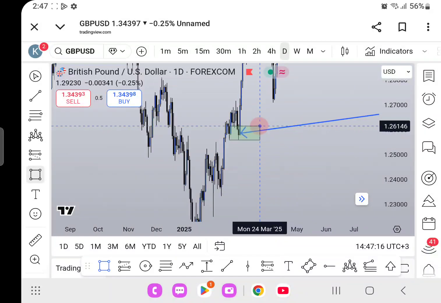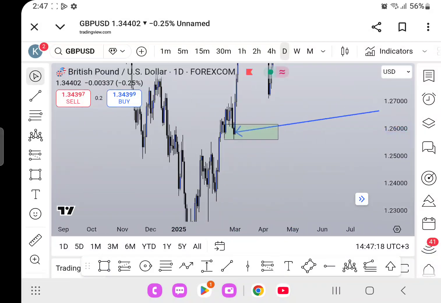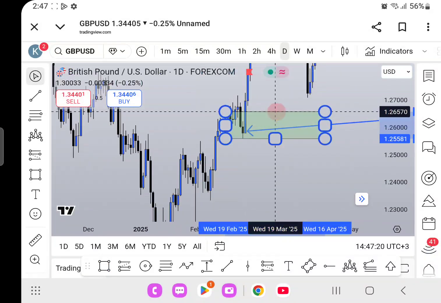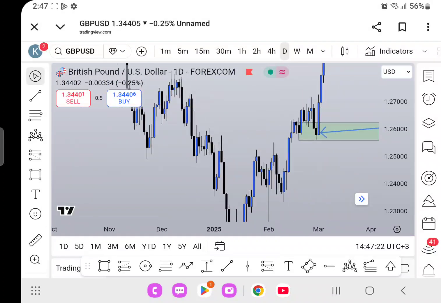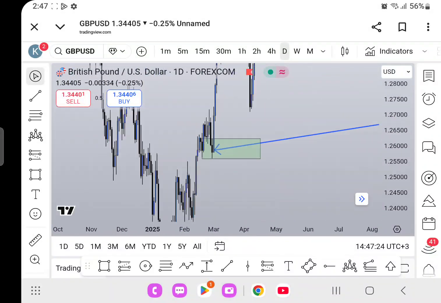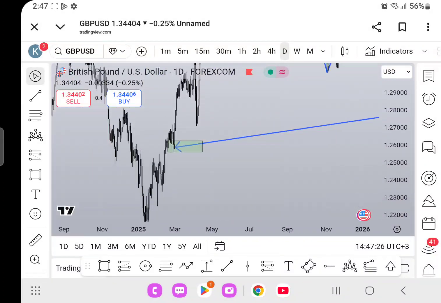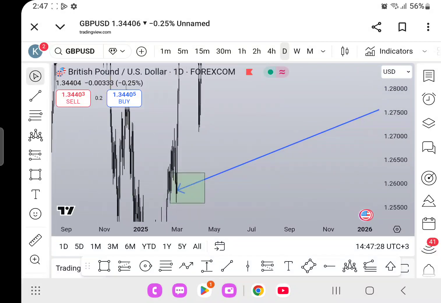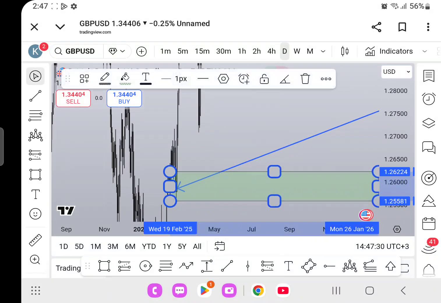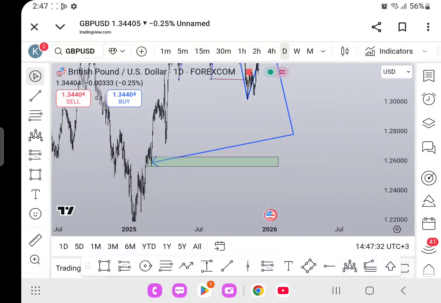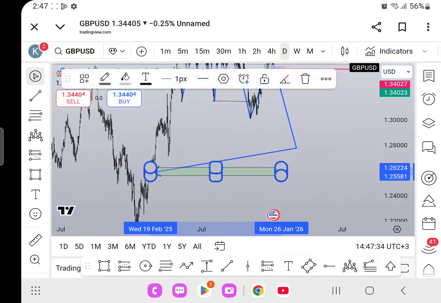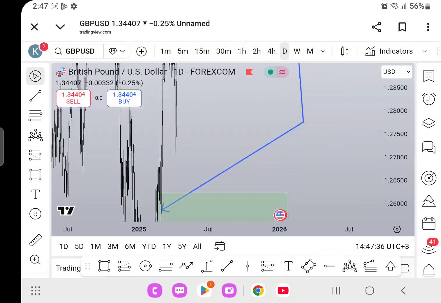I see a very perfect demand here. I really love demand and supply, because it somehow matches with the price. Very easy to trade, very easy. So this can be our demand.